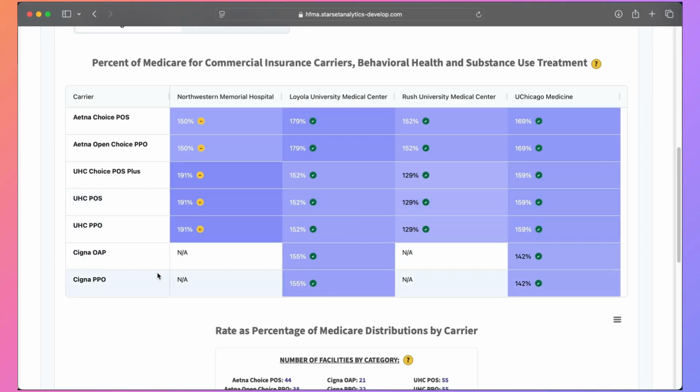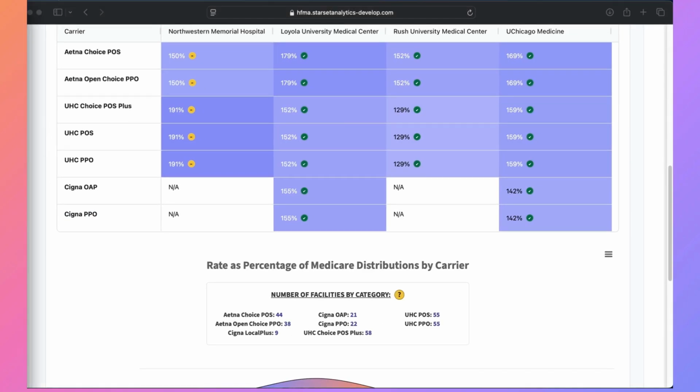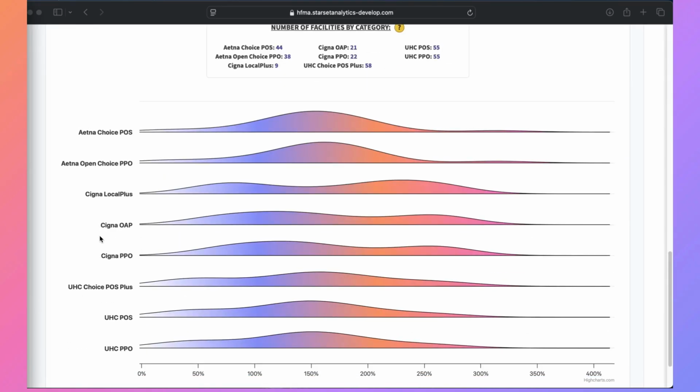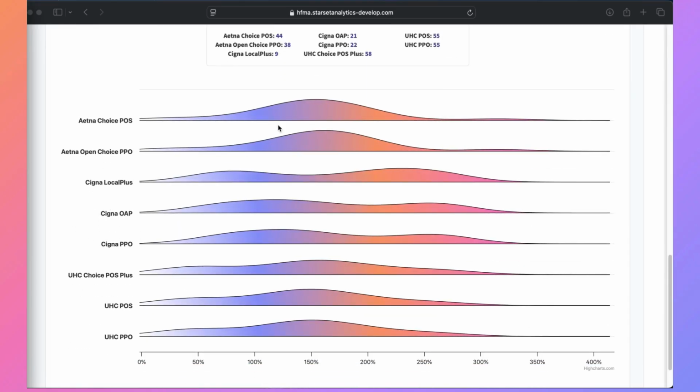If you want to understand the broader market context, take a look at this distribution plot underneath. You can see rates clustered around a mean of 150% of Medicare, with about half of hospitals above or below that mark. Facility count shows how many hospitals comprise this distribution. So in this case, the Cigna Local Plus appears to be much more widely distributed, but there are only 9 facilities for the Chicago market showing rates for that plan.